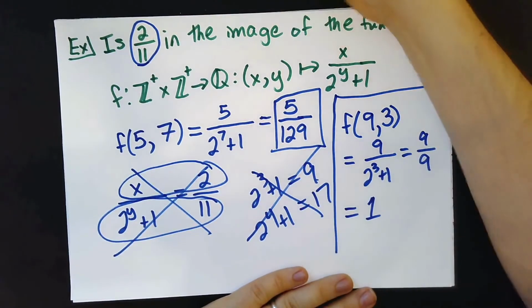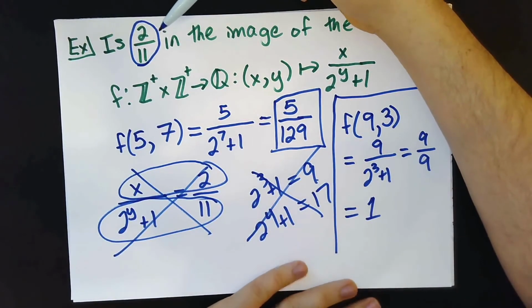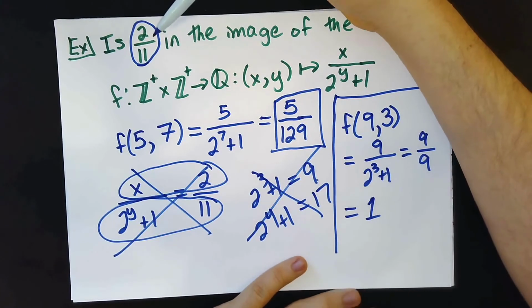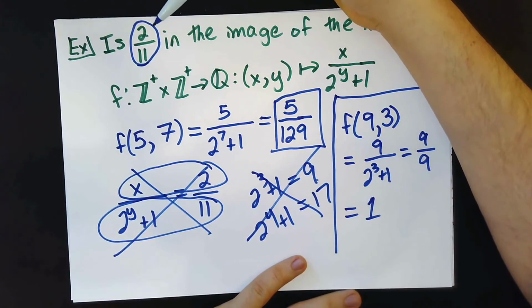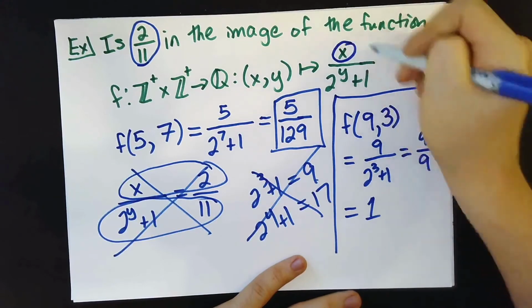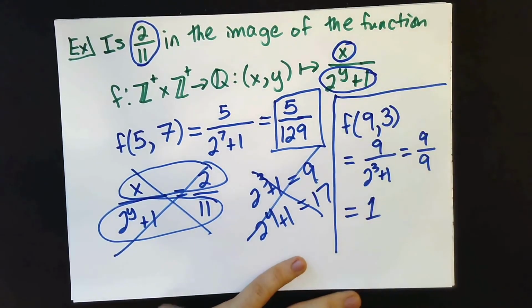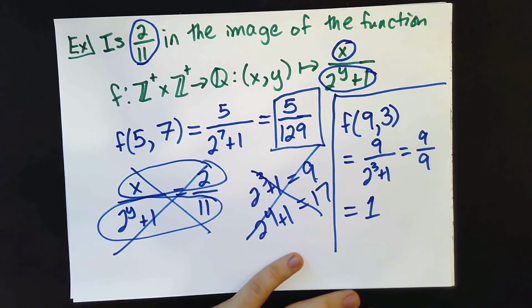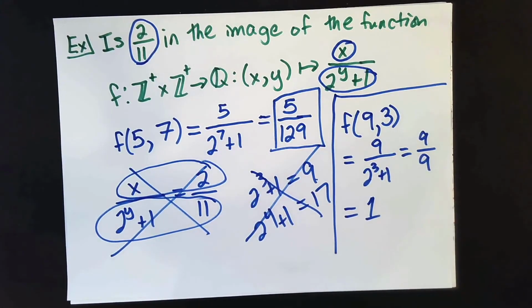And so 2/11 describes a rational number in lowest terms, but it does not, in fact, describe every possible way of writing it. And so, yes, it's true. It's not possible to get x to be 2 and 2 to the y plus 1 to be 11, but it is still possible to get 2/11 out of this function. With that hint, I encourage you, pause the video for a minute, it shouldn't take you too long, figure out what actually will give you 2/11 out of this function.